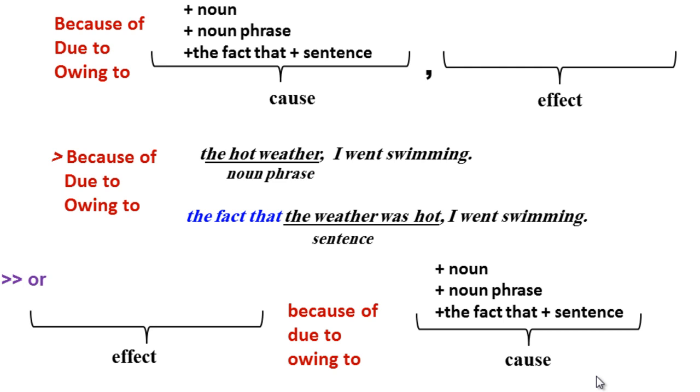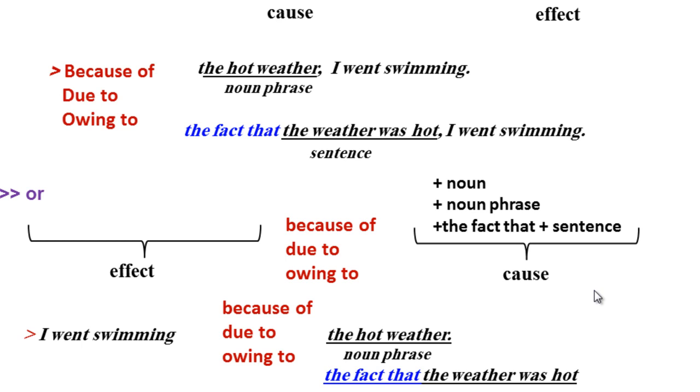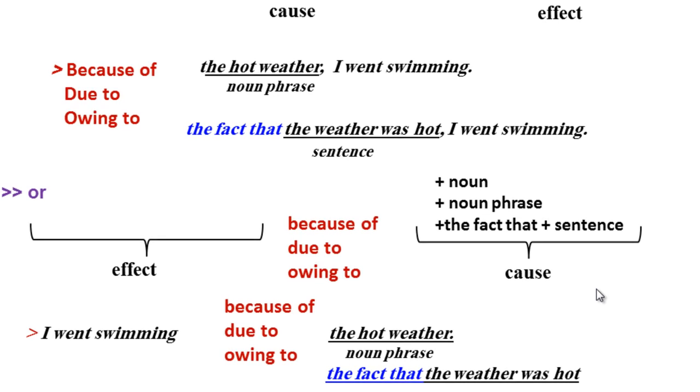We can also use because of, due to, owing to in the middle of a sentence. To do so, they must be preceded by the effect and followed by the cause. And the cause, as I told you, must be a noun phrase, or the fact that plus sentence. An example: I went swimming, it's the effect, because of, due to, owing to. Look at these linking words, before them there is no comma. The hot weather, a noun phrase, or the fact that the weather was hot, the fact that plus sentence.